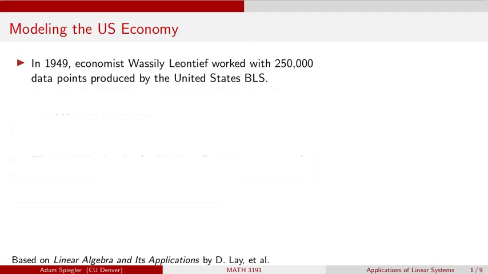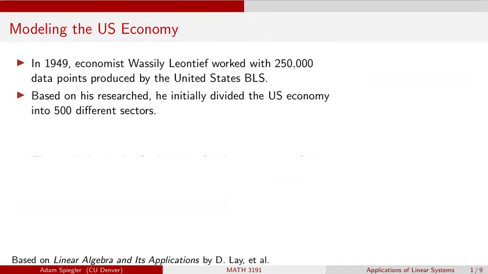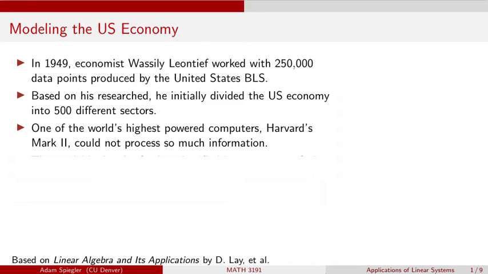And this is based on the work of Vasily Leontief, who was working at Harvard University in the 1940s. So in 1949, he wanted to come up with a model for the entire US economy. And so he worked with 250,000 data points that were produced by the United States Bureau of Labor Statistics. And what he found is he divided the US economy into 500 different sectors. And we'll see what some of those sectors might be.